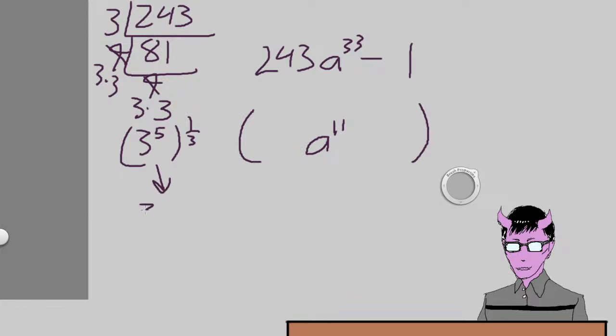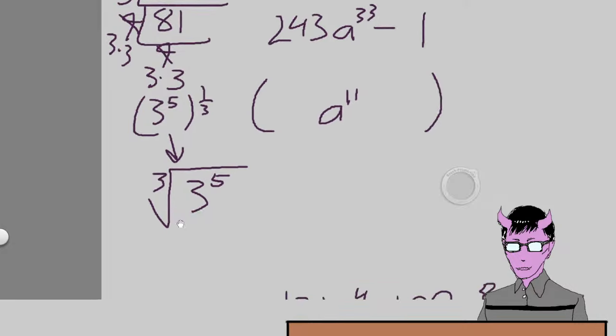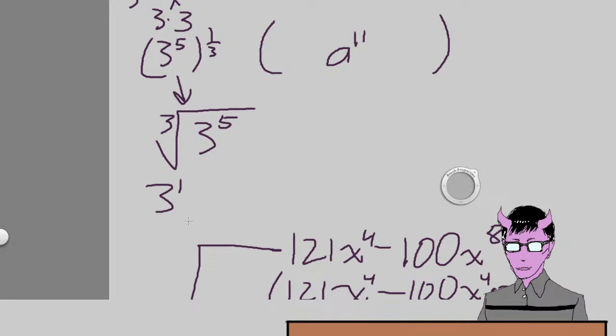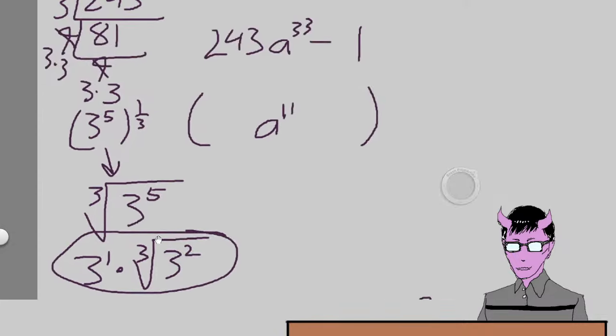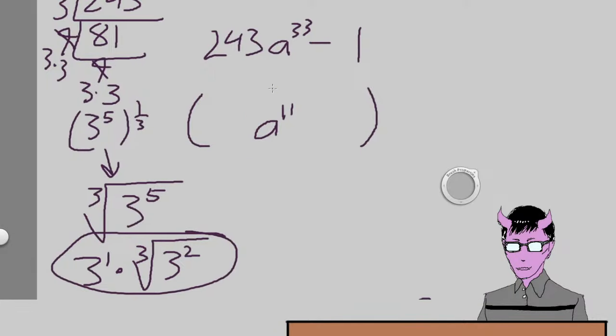So switching back into radical notation is going to be the cubic root of 3 to the power of 5. Okay, this is just a review. How many 3's fit into the 5? Just 1. So we could pull out only one 3, exponent 1. What's left over? Well, what's 5 minus 3? We have 2. So it's going to be the cubic root of 3 squared. So that is the cubic root of that one. Does it look nice? No, but that's okay.